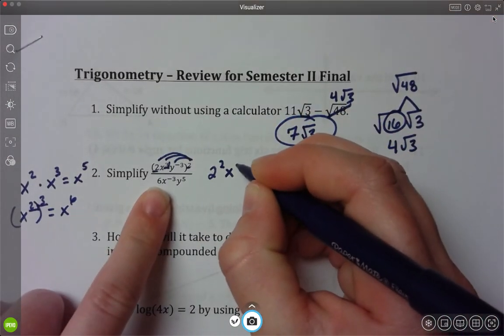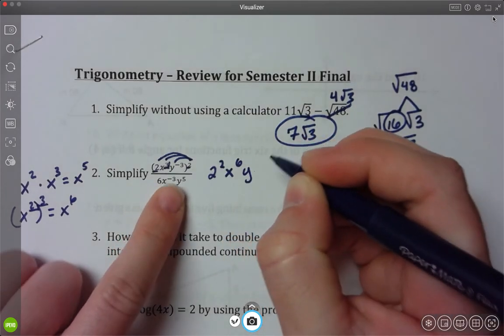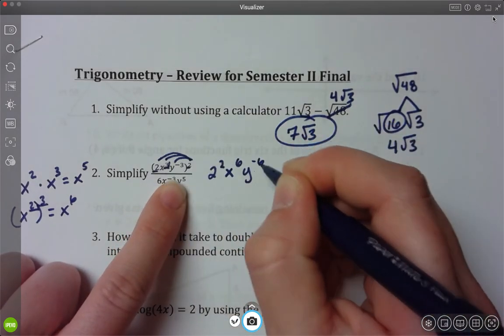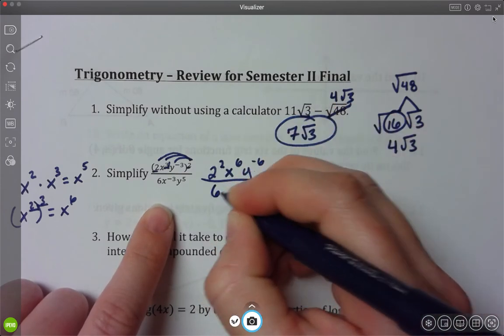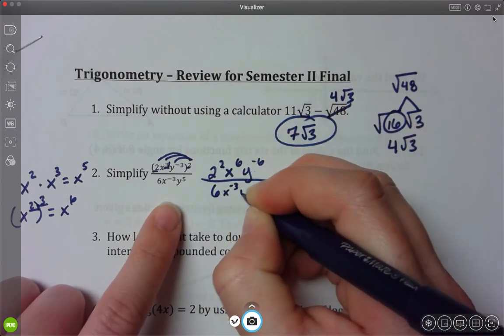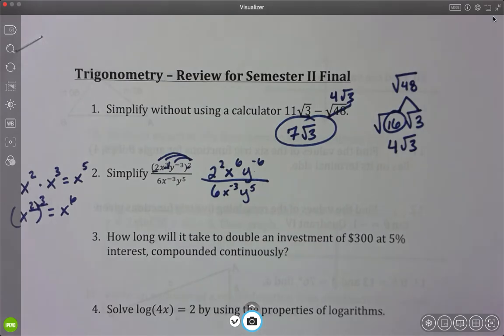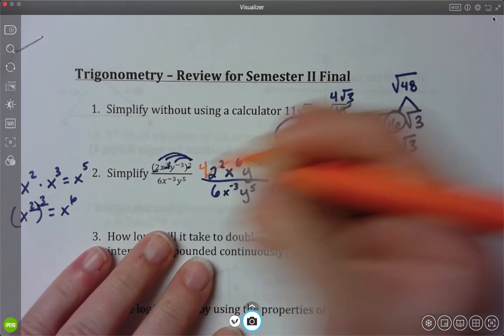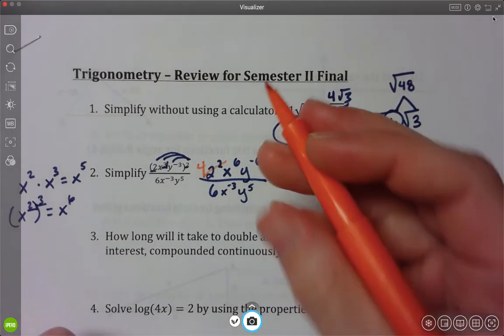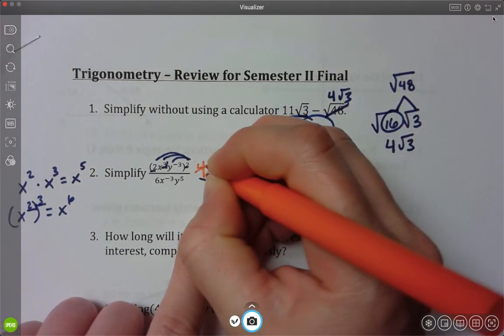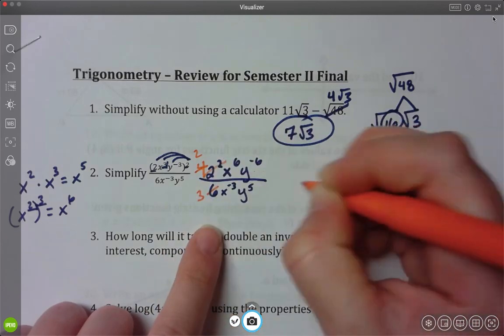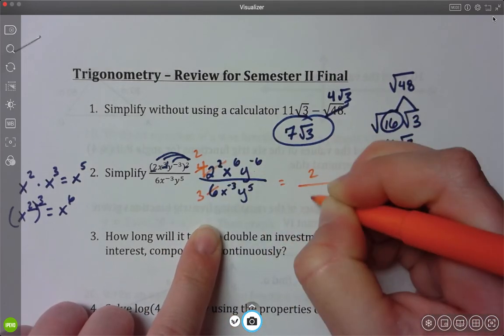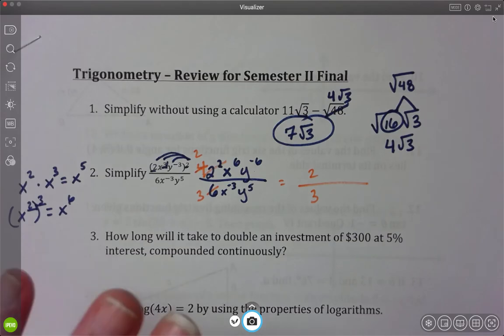This guy will be x to the 6th power. Then we will have y to the negative 6th power on the top. On the bottom, nothing changes, so I'm just going to rewrite him. All right, then let's simplify a little bit further. So I have, this guy's 4. But then I can reduce the 4 and the 6. If I divide everything by 2, that will be 2 and 3. So I'm going to have a 2 on the top and a 3 on the bottom. All right, so my numbers are taken care of.